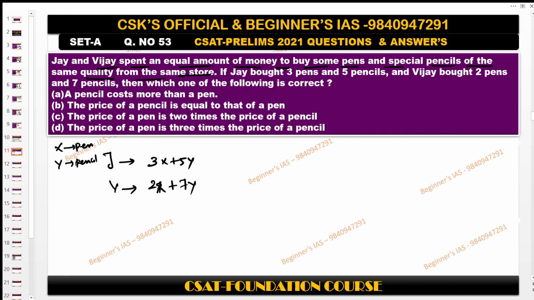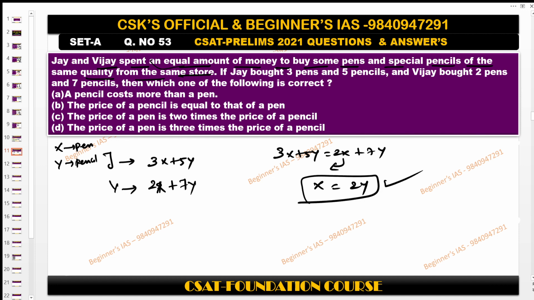Now the question says they have spent an equal amount of money, which means you need to equate these two expressions. After arranging this, x is equal to 2y. With this itself you can answer. So what would be the statement? Listen carefully. x is the pen. The pen is twice the cost of the pencil. So this is the statement according to the given.